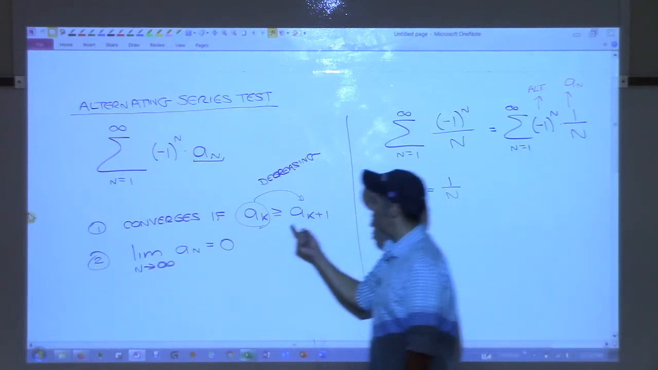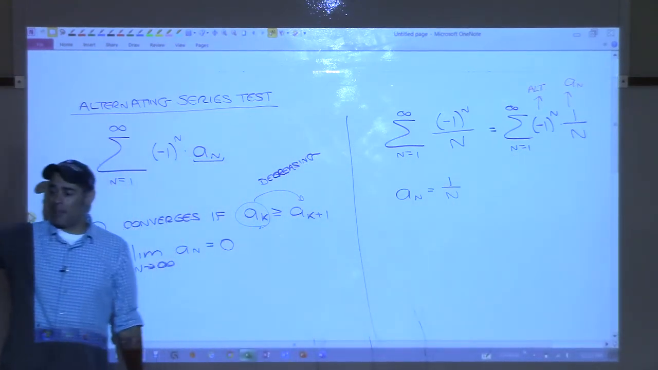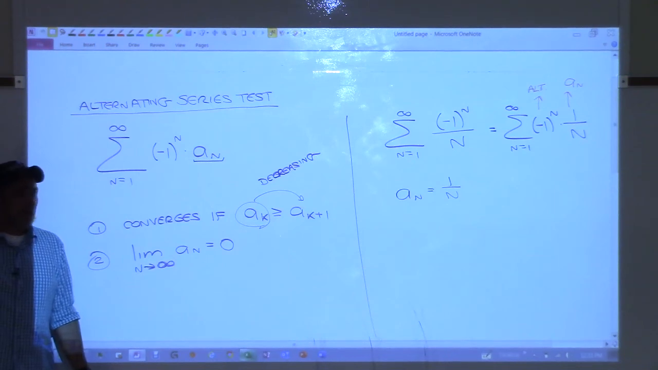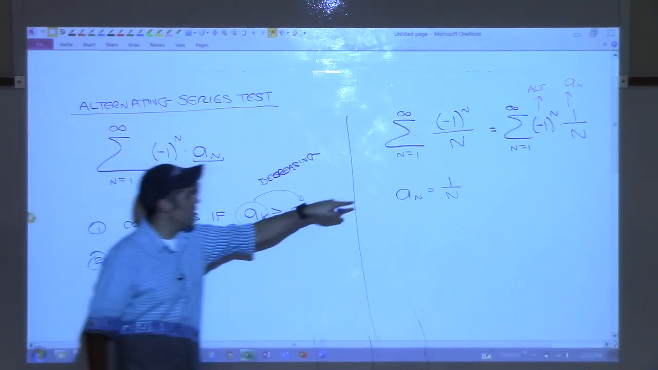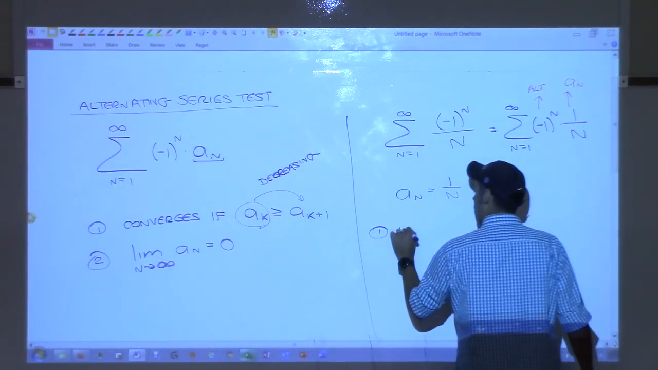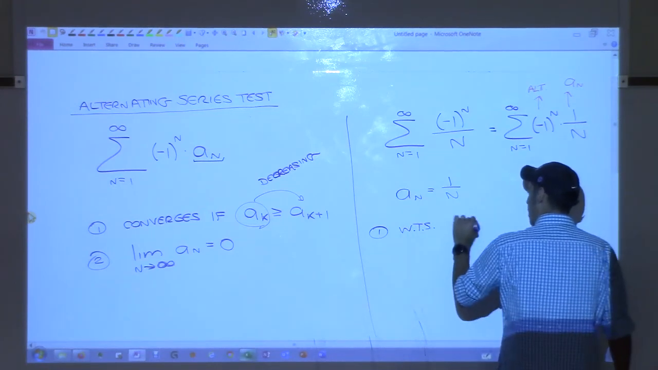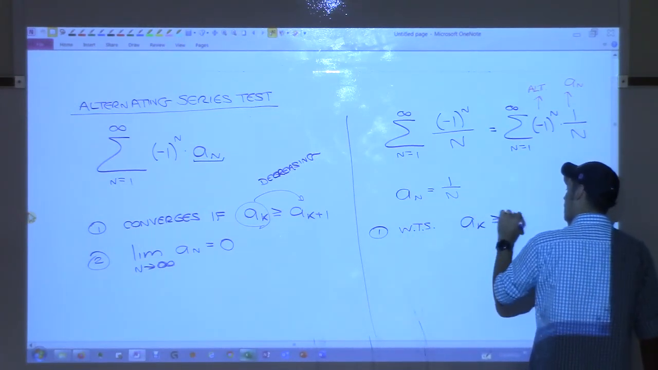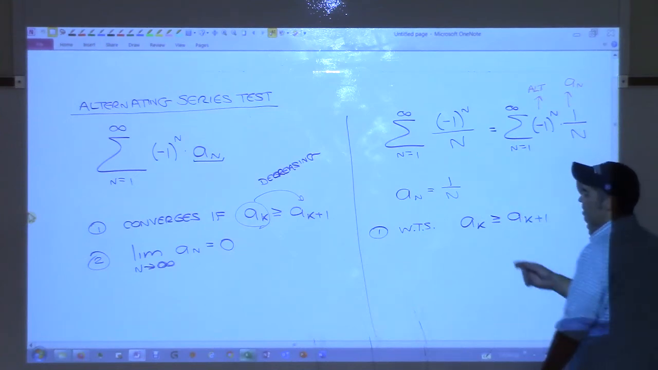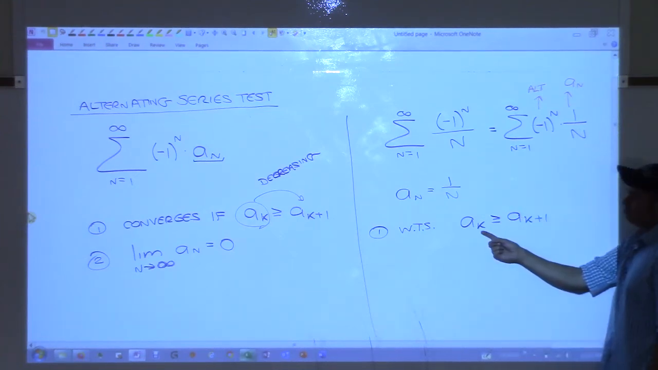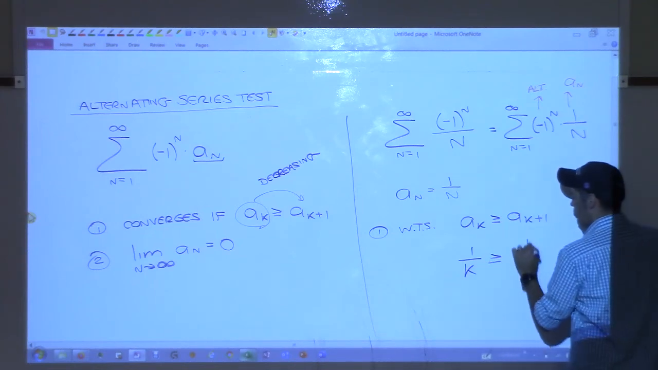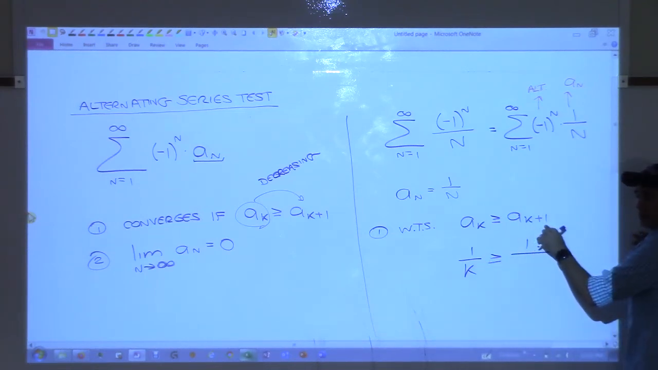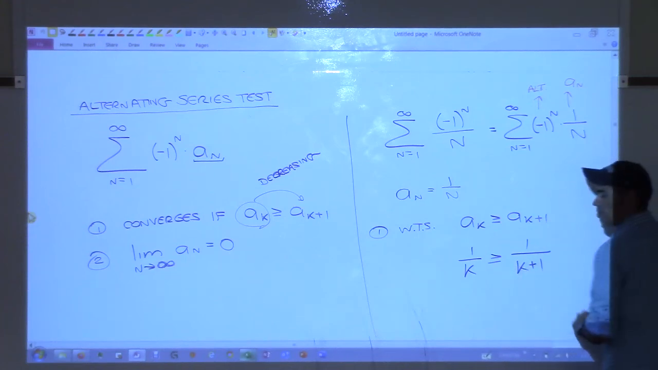So what does this mean, to show that it's decreasing? Do you remember when we did bounded monotonic? And I said this is going to come back? It's back. We have to show that a sequence is decreasing. So I need to show that this sequence right here is decreasing. I want to show a sub k is greater than or equal to a sub k plus 1. So what is a sub k? If that's a sub n, what's a sub k? 1 over k. Is that bigger than or equal to 1 over k plus 1? Is that true?